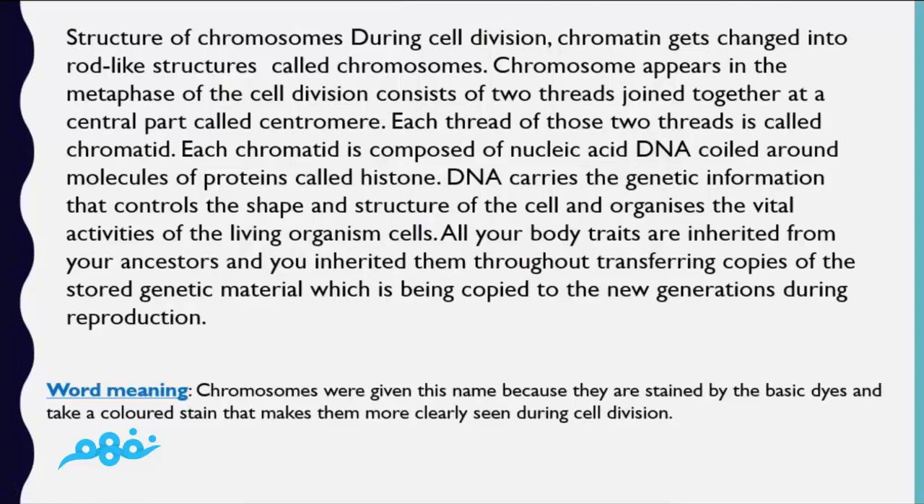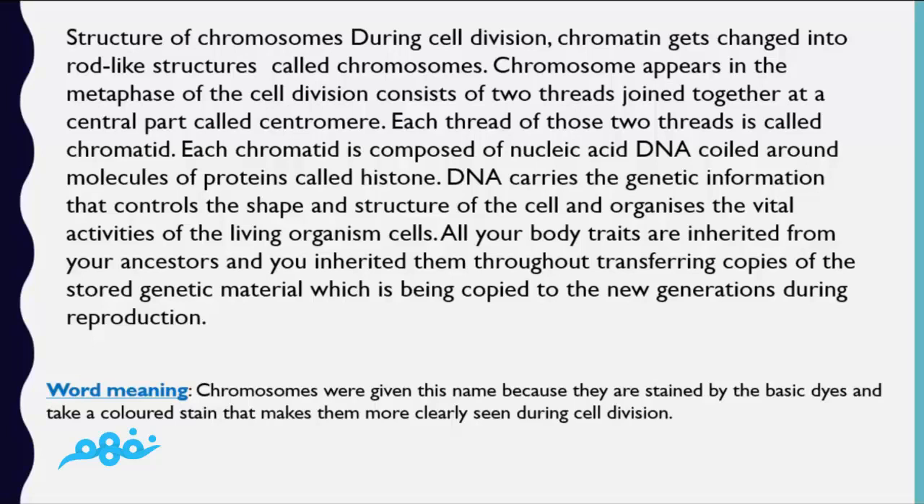We will talk about the structure of chromosomes during cell division. Chromatin gets changed into rod-like structures called chromosomes. A chromosome appears in the metaphase of cell division and consists of two threads joined together at the central part called the centromere. Each of those two threads is called a chromatid.